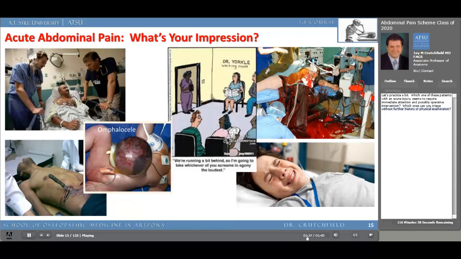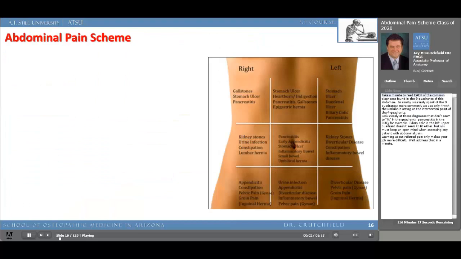Take a minute to read each of the common diagnoses found in the 9 areas of this abdomen. In reality, we rarely speak of these 9 regions. More commonly, we use only 4, with the umbilicus acting as the intersection point of these 4 quadrants. Look closely at these diagnoses and see how some do not seem to fit in the respective quadrant.